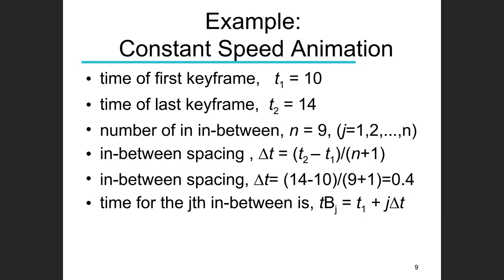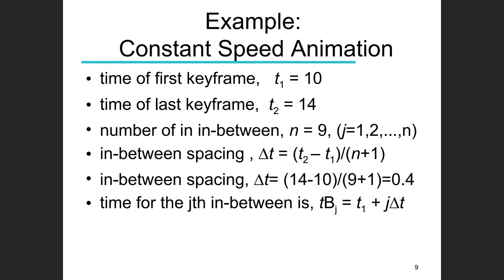In our example, all of these values are available. We know the values for t2, t1, and n, so we substitute them. After substituting all of these values, our delta t comes out as 0.4. So delta t depends on the value of t1, the value of t2, and the number of in-between frames. This is just the difference between any two consecutive frames.